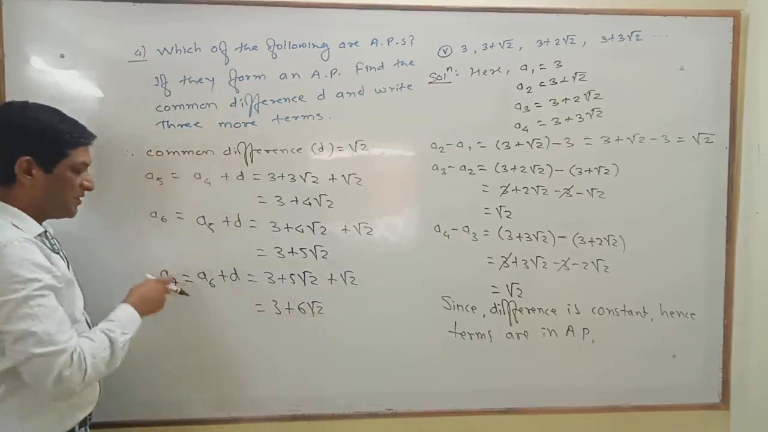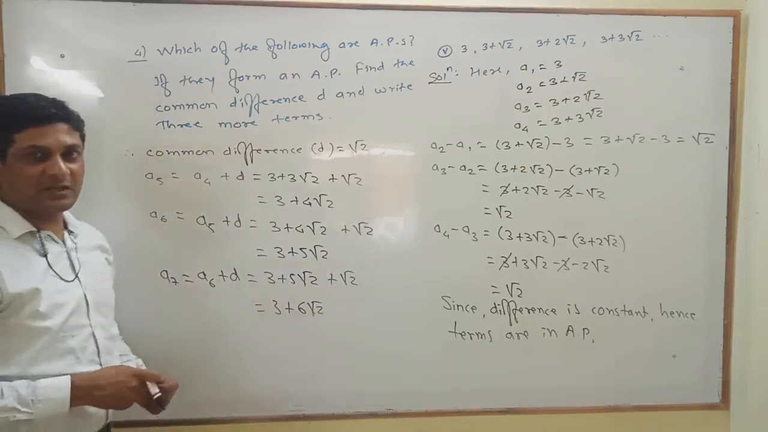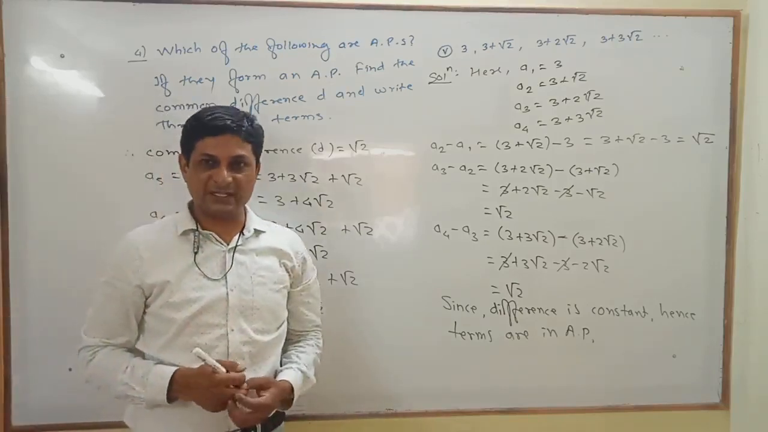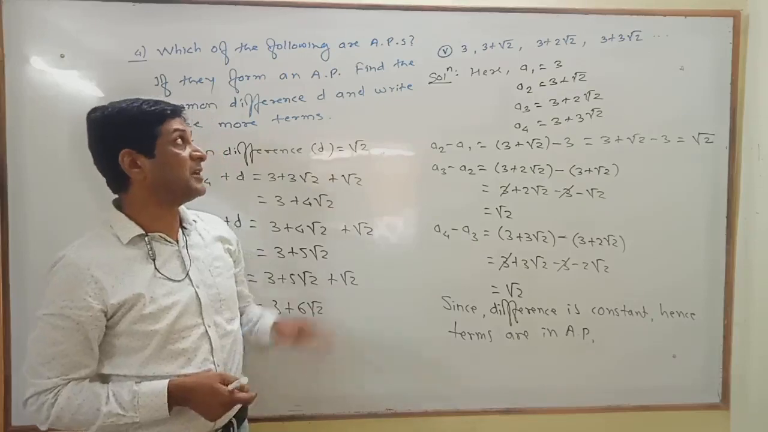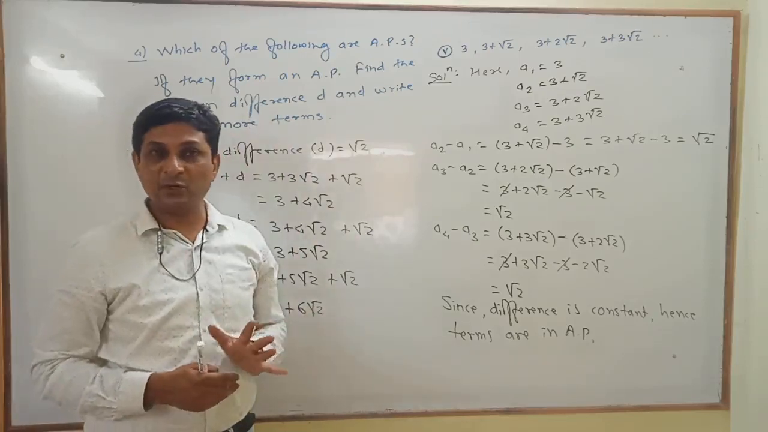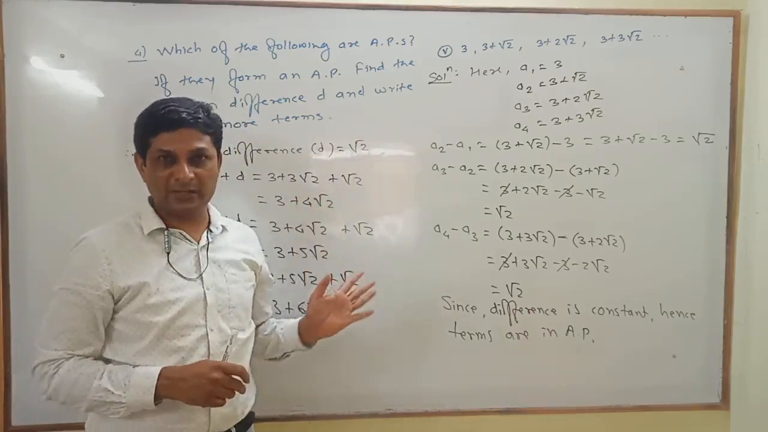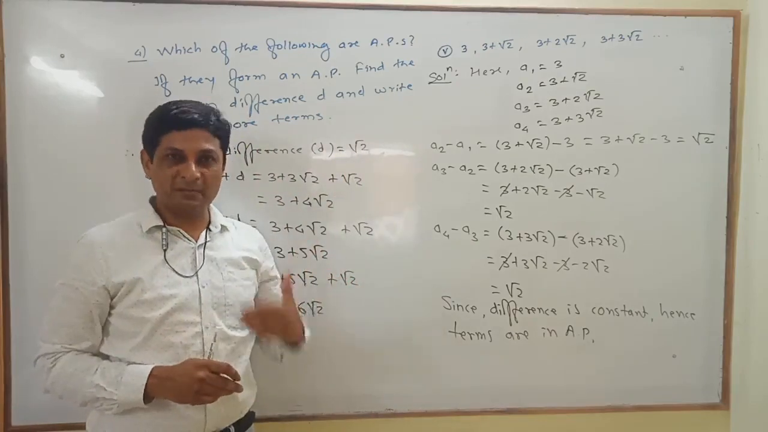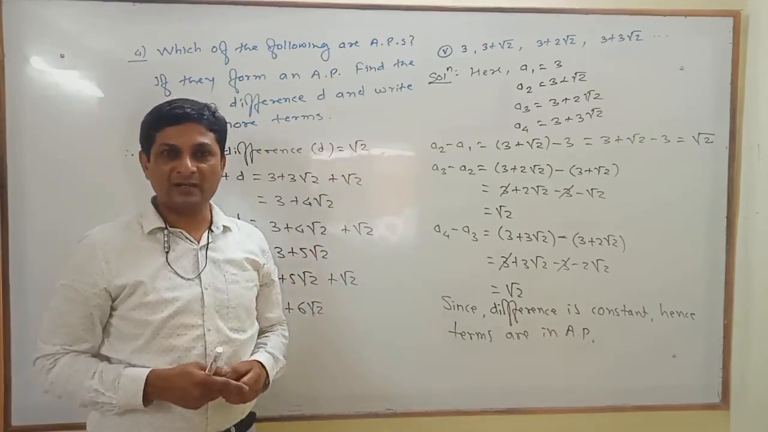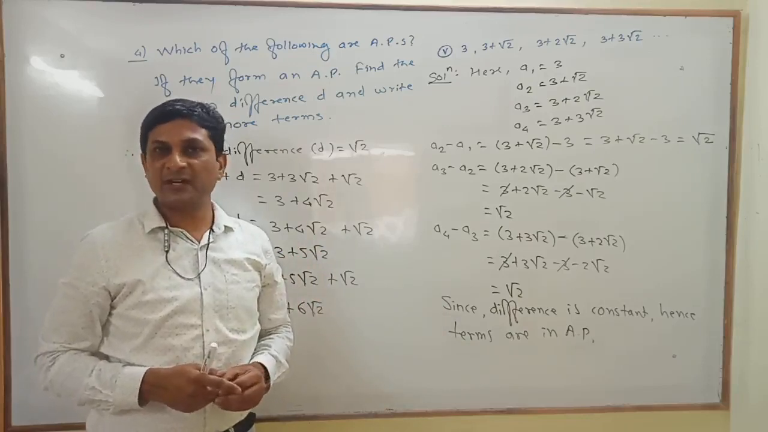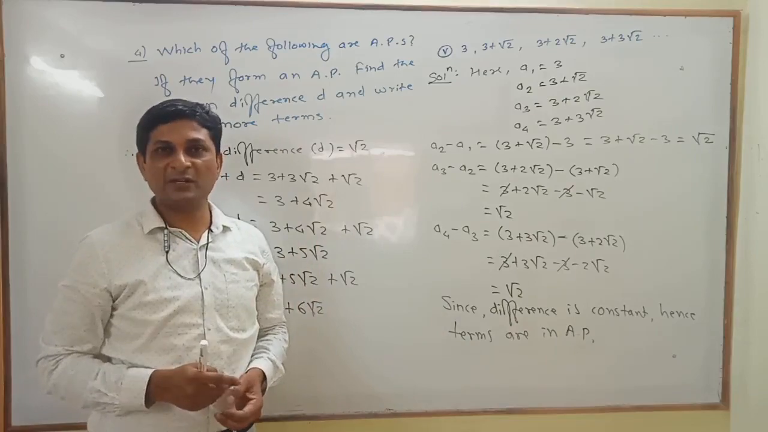In this way we have got the next three terms in the arithmetic progression. So we have completed the first exercise. But remember that in this exercise a total of 15 examples are given. We have solved just 2 examples. Using the same method, I hope that you will try to solve the remaining examples. If you are having any difficulty, you can contact me.